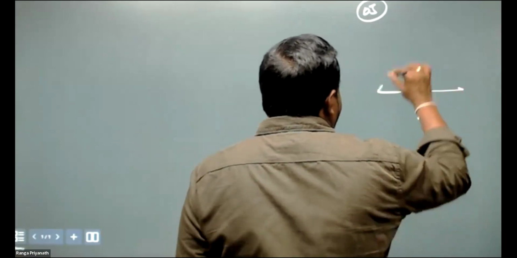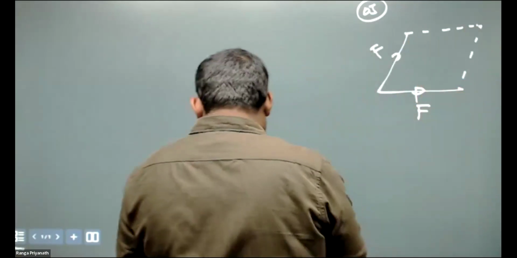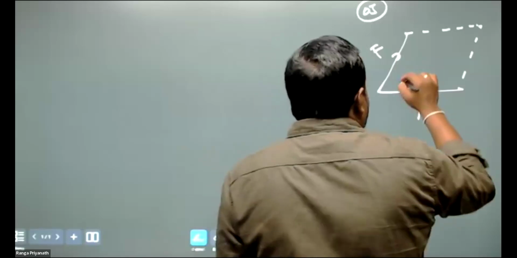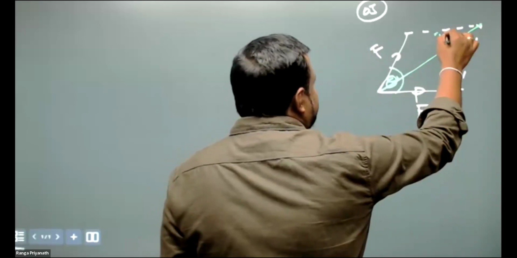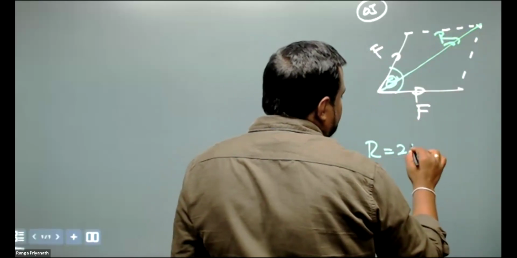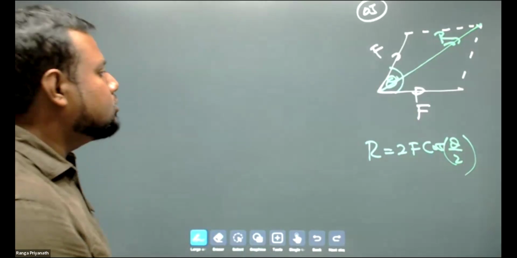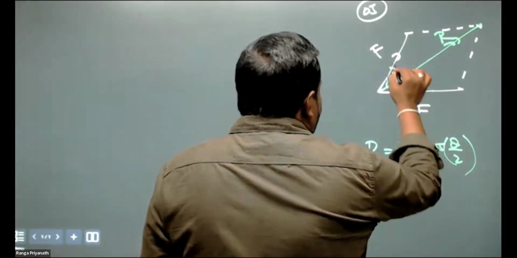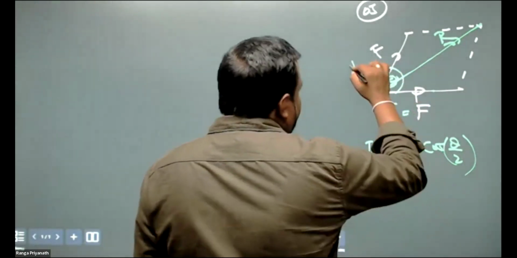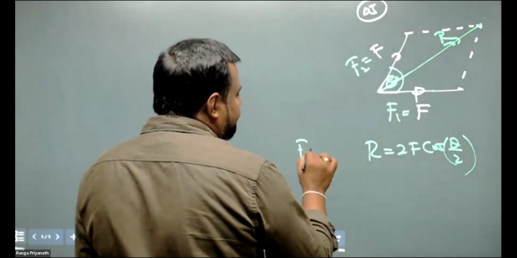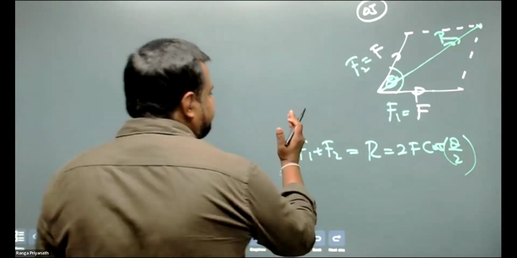Let's say this value is f, this value is f. Remember, I have given this idea when I discussed the vectors. If you have two vectors with angle theta, this must be the resultant. Let's say this value is R. R is equal to 2f cos theta divided by 2. Let me take this one as f1, this one as f2. So you can say f1 plus f2, the resultant, equals this.